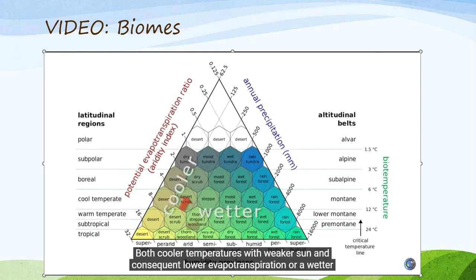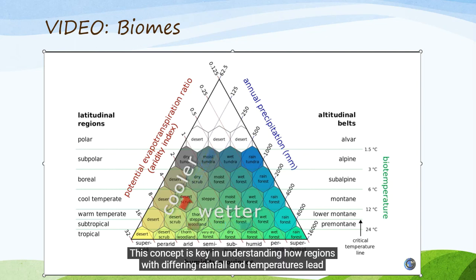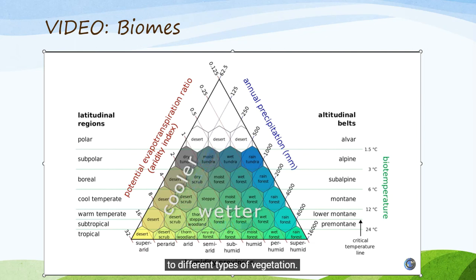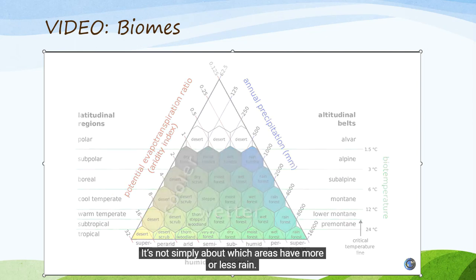Both cooler temperatures with weaker sun and consequent low evapotranspiration, or a wetter climate alike, allow for plants and soil to retain more moisture, thereby increasing plant growth. And so at the opposite end we find rainforests, either of the tropical or temperate variety. This concept is key in understanding how regions with differing rainfall and temperatures lead to different types of vegetation. It's not simply about which areas have more or less rain.